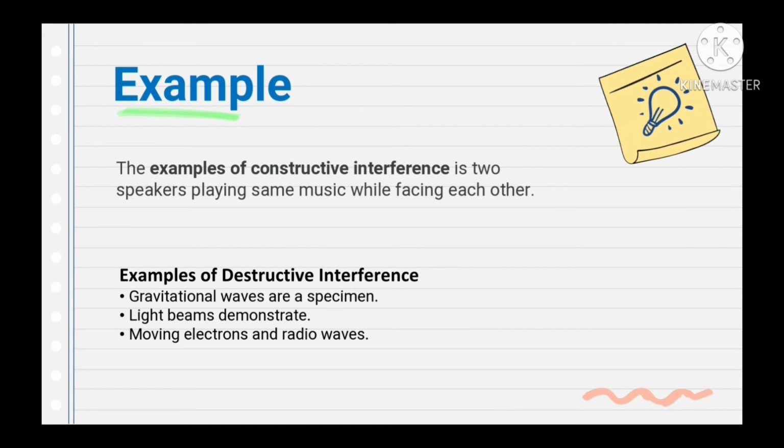Okay, an example of constructive interference is two speakers playing the same music while facing each other. At this time, the music will appear louder and more powerful compared to music played by a single speaker. And then the examples of destructive interference are, first, gravitational waves, and then light beams, and the last is moving electrons and radio waves.